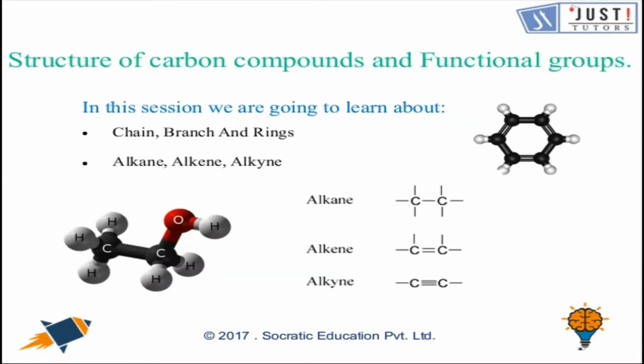Well, these are the points we are going to discuss. Carbon compounds have different structures, like they are found in chain structure, branch structure, and ring structure. One good example of ring structure is benzene. And then if we talk about the bondings, we have saturated and unsaturated carbon compounds, so they are classified as alkane, alkene, and alkynes. We'll discuss that as well.